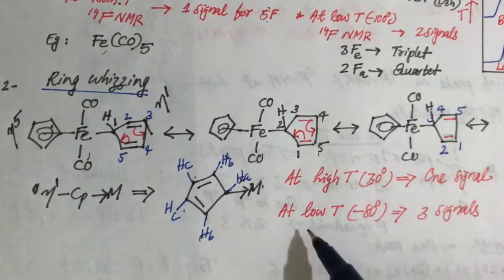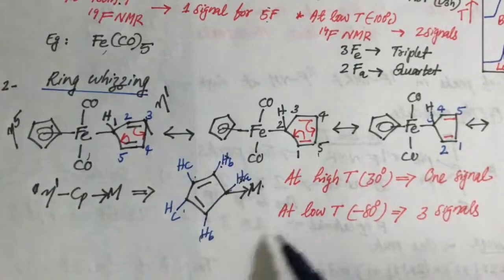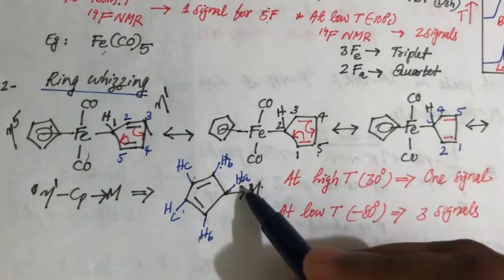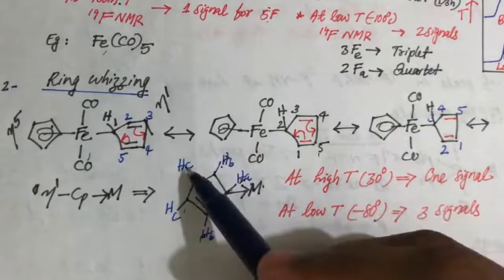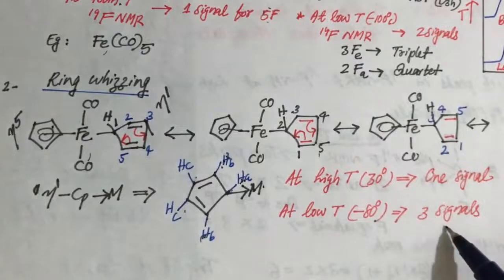But at lower temperature there is no fluxional behavior, so NMR can distinguish these hydrogens. At low temperature, that is minus 80 degrees, you have one signal corresponding to this hydrogen, one signal corresponding to these two hydrogens, and one signal corresponding to these two hydrogens, that is 3 signals. This is very important.